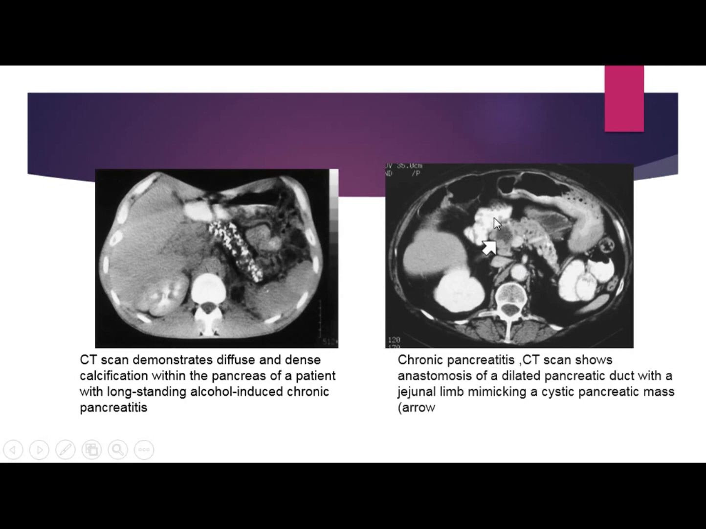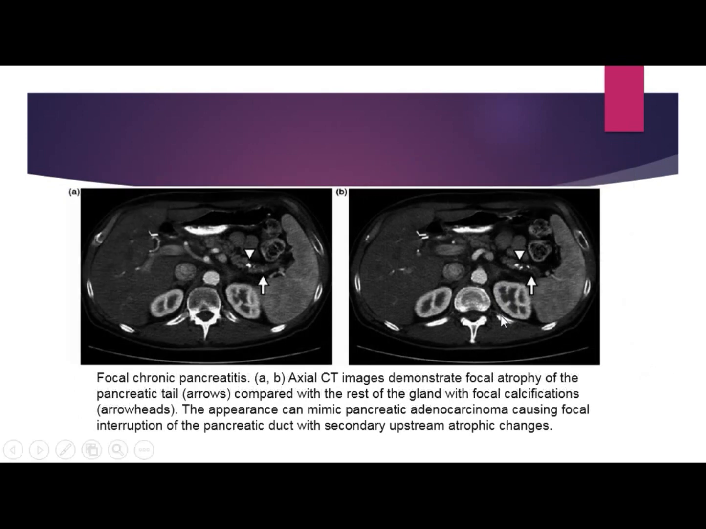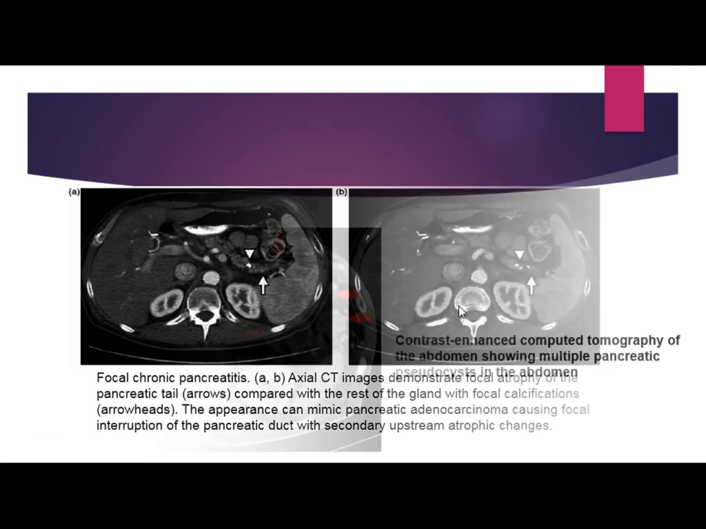This is anastomosis of the pancreatic duct with the jejunal loop, mimicking a pancreatic cyst like that. Pancreatic cyst or pancreatic mass, which is not a mass. Here we can see one segment of the pancreas with calcification, which is a focal pancreatitis, not diffuse and not generalized pancreatitis. It's focal pancreatitis.